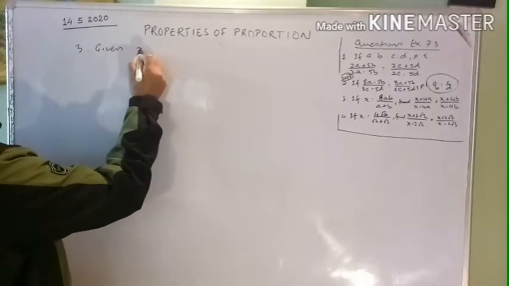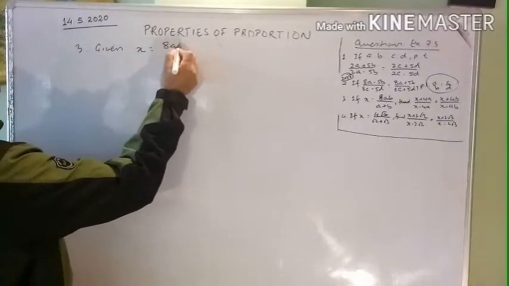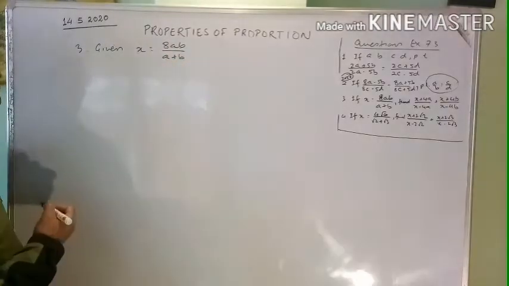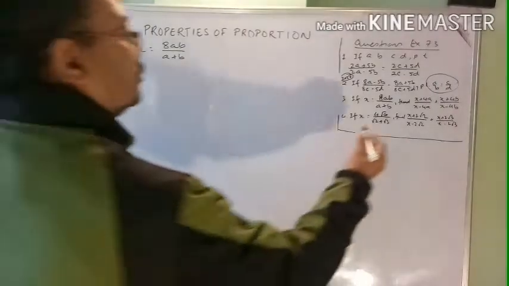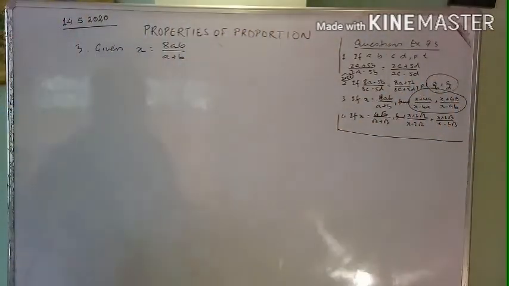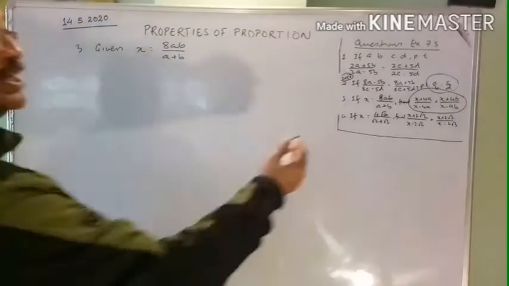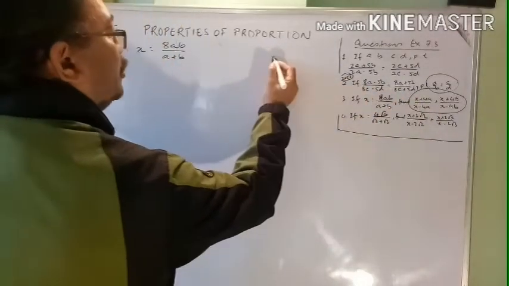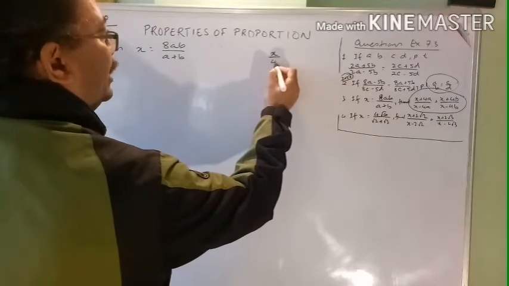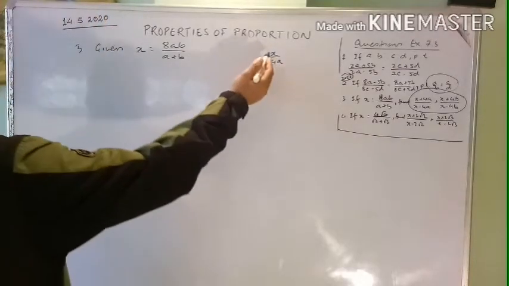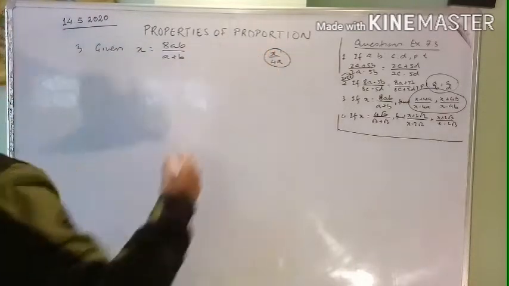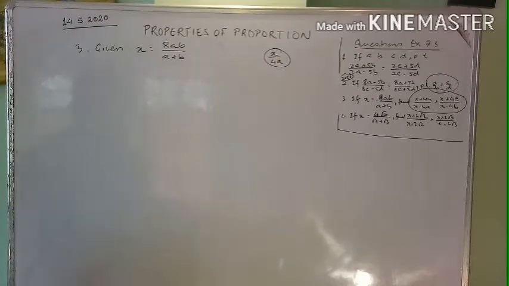Given x equal to 8ab by a plus b. Now we have to find the value of this one. See here, find the value of x plus 4a by x minus 4a. Remember, you can obtain this x plus 4a by x minus 4a by using componendo dividendo on x by 4a. So if you use componendo dividendo here, you get x plus 4a, x minus 4a. So we have to get x by 4a in the left hand side.